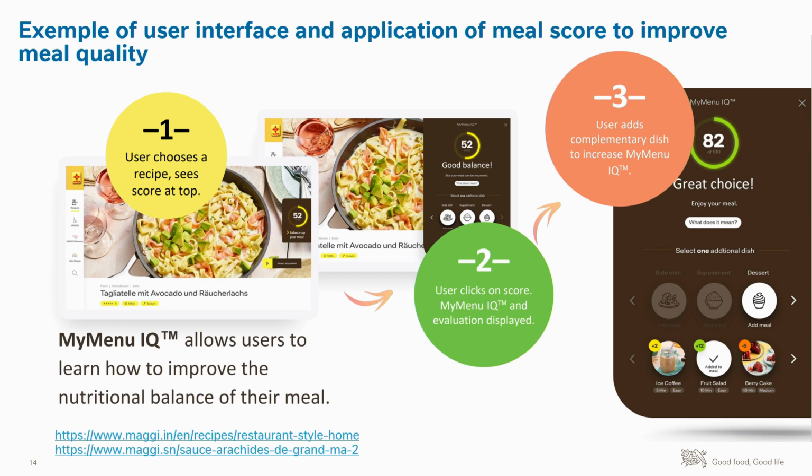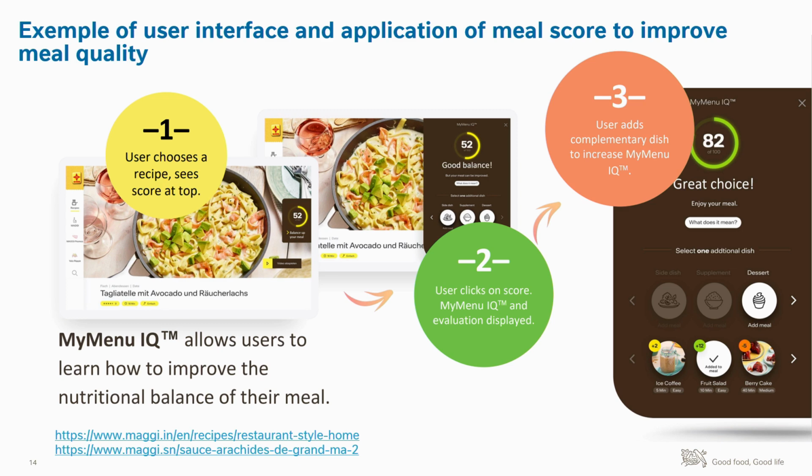And then what is really nice and where AI is also used is to advise on how to further improve the score. So for example, here, if the user wants to add a dessert, for example, we can see that adding a nice coffee would probably not modify the score by much. Adding a fruit salad would increase it by 12 points, and a berry cake would decrease it.